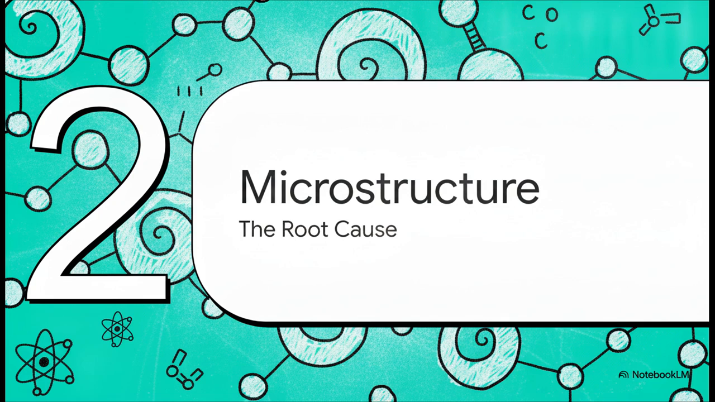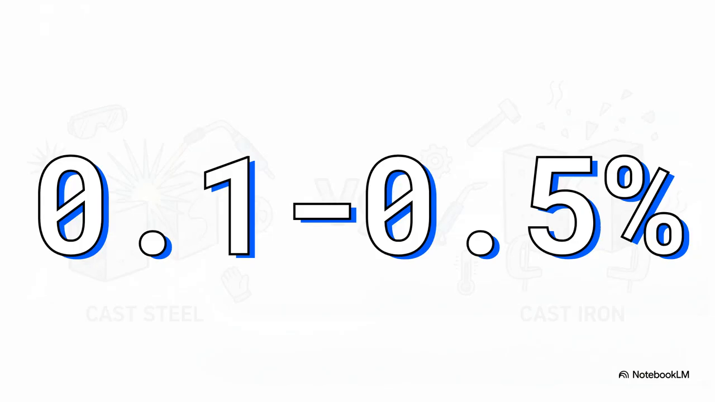Section 2. Microstructure, carbon and graphite. The root cause. To really grasp why these two act so differently, we have to look under the microscope. And honestly, it all comes down to carbon.